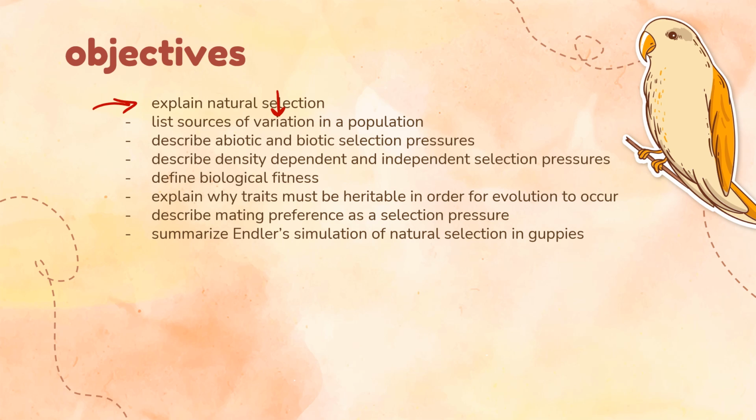We're going to talk about lots and lots of selection pressures, abiotic and biotic, density dependent, density independent. We're going to talk about biological fitness, and why traits must be inheritable in order for evolution to occur. We're going to talk about one more kind of selection pressure, that being mating preference, and then we're going to wrap up with a look at Endler's simulation of natural selection in guppies.